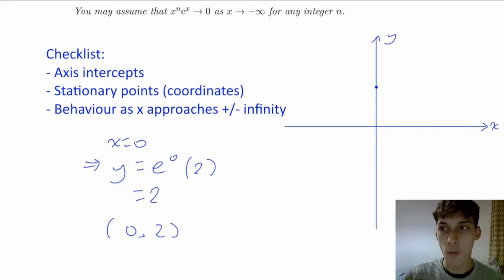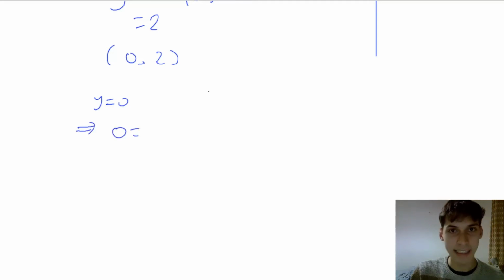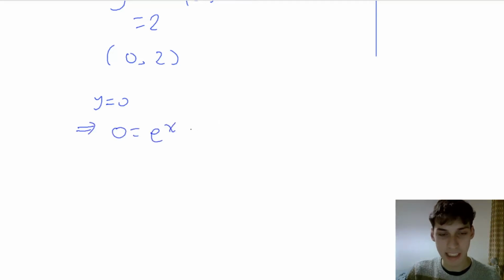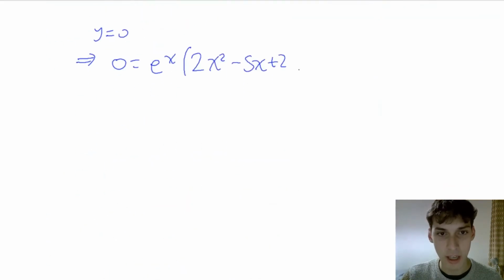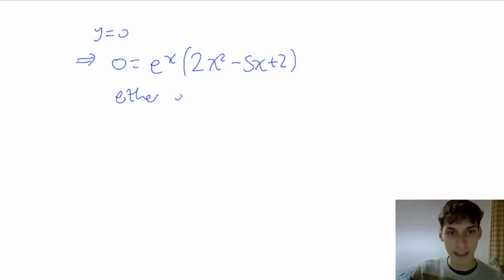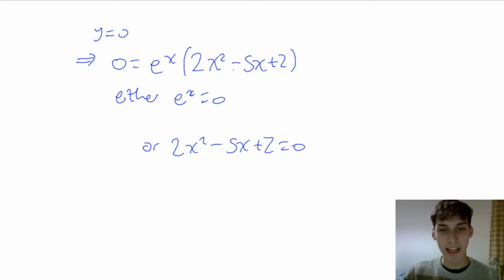Okay, now let's go for the roots, sorry. So we set y equals 0. And this means that 0 is equal to e to the x times the right hand side, saying exactly the same. I think it was 2x squared minus 5x plus 2. Yes, it was, good. Let's solve for x here. So either e to the x is equal to 0 or 2x squared minus 5x plus 2 is equal to 0. Let's deal with e to the x is equal to 0 first.